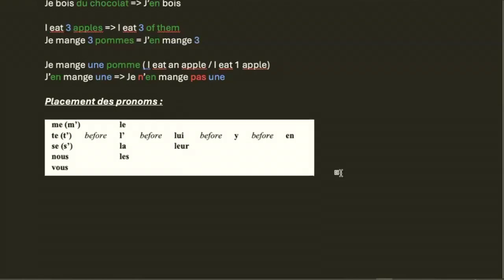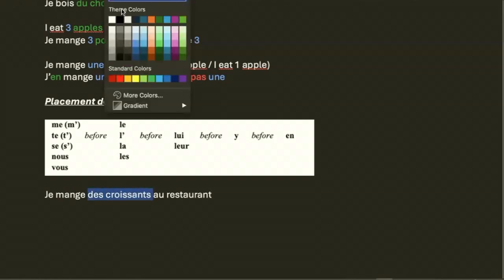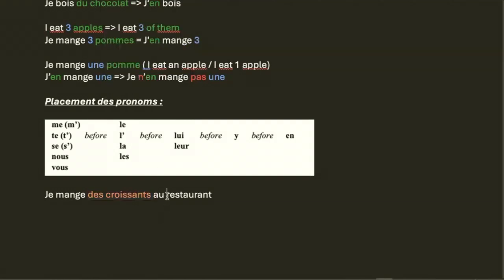D'accord? Je mange des croissants au restaurant. Okay, so des croissants, that's going to be some, right? So I can put that in red, for example, or orange. And au restaurant, that's going to be a place, right? Okay, do you agree with me?